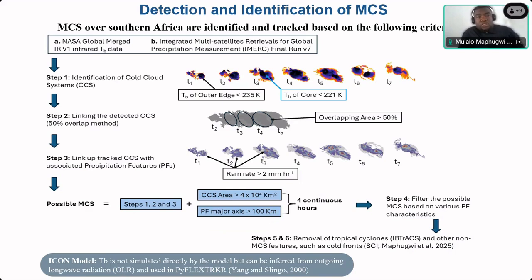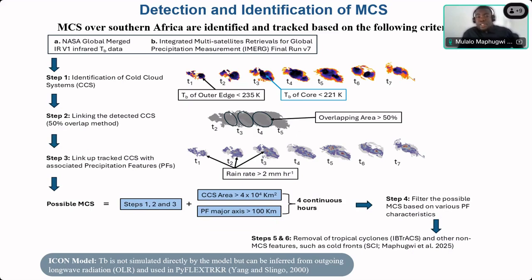Obviously, when you tend to track these systems, there are other possible systems that you're going to track. For example, a tropical cyclone also has a very cold cloud top, and it also tends to produce a lot of rainfall. A cold front over Southern Africa that tends to track south of Southern Africa also produces a lot of rainfall. So the tracking algorithm tends to confuse that as a mesoscale convective system, so there is that process where you need to actually remove those systems from the observations.